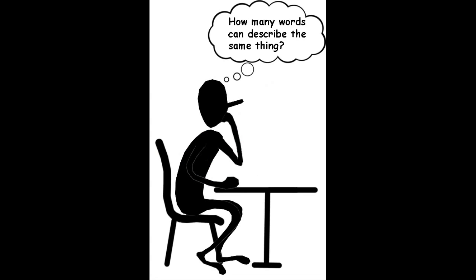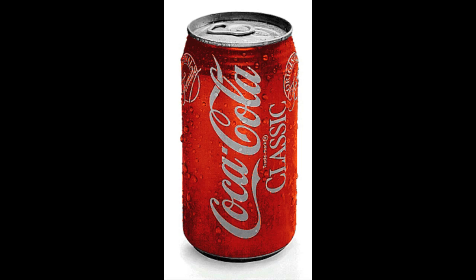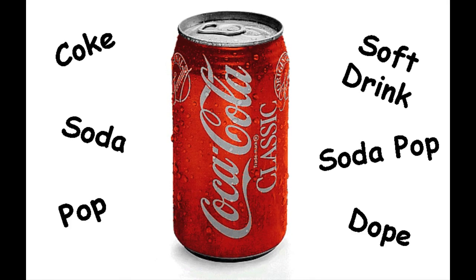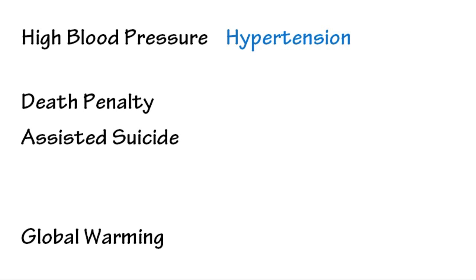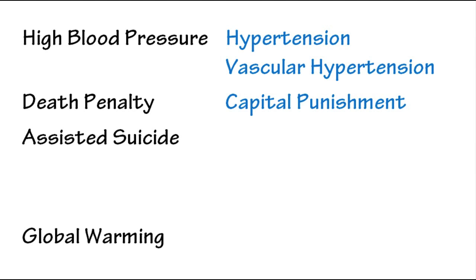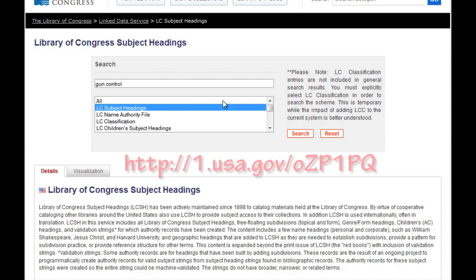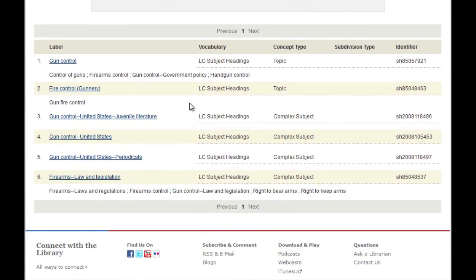Think about how many words can describe the same thing. There are a number of words to describe this. What are they? What are other words to describe these terms? If you were researching one of these subjects, you could get more information by searching for these related terms. The Library of Congress Subject Headings online search is a good tool for finding related terms and synonyms.